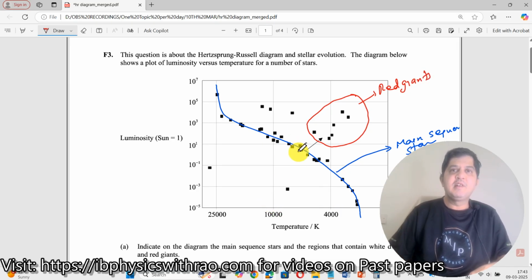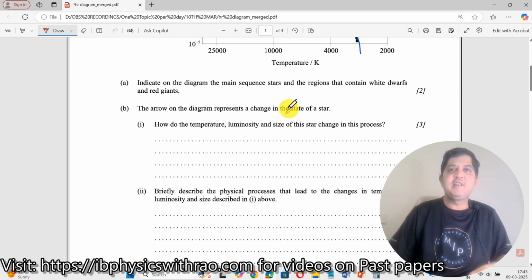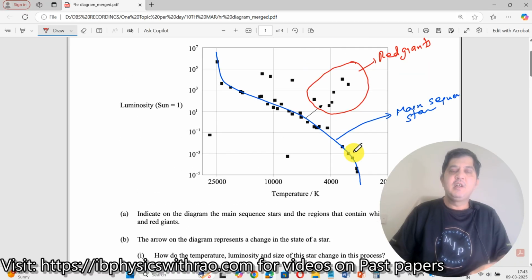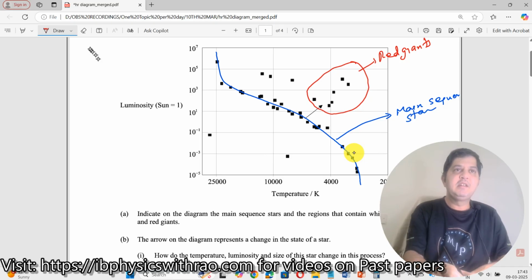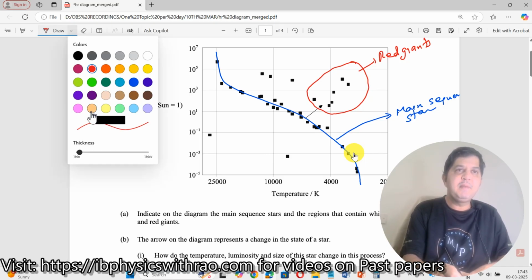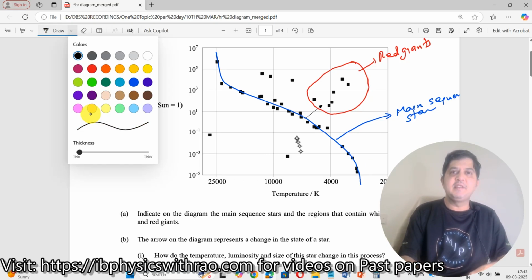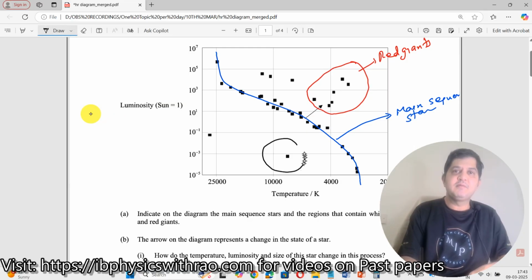Then what is the next thing it is asking here? It is asking you to find out where the white dwarfs are. White dwarfs are those which have a very high temperature but are very small. So let me take this one here. This is your white dwarf.